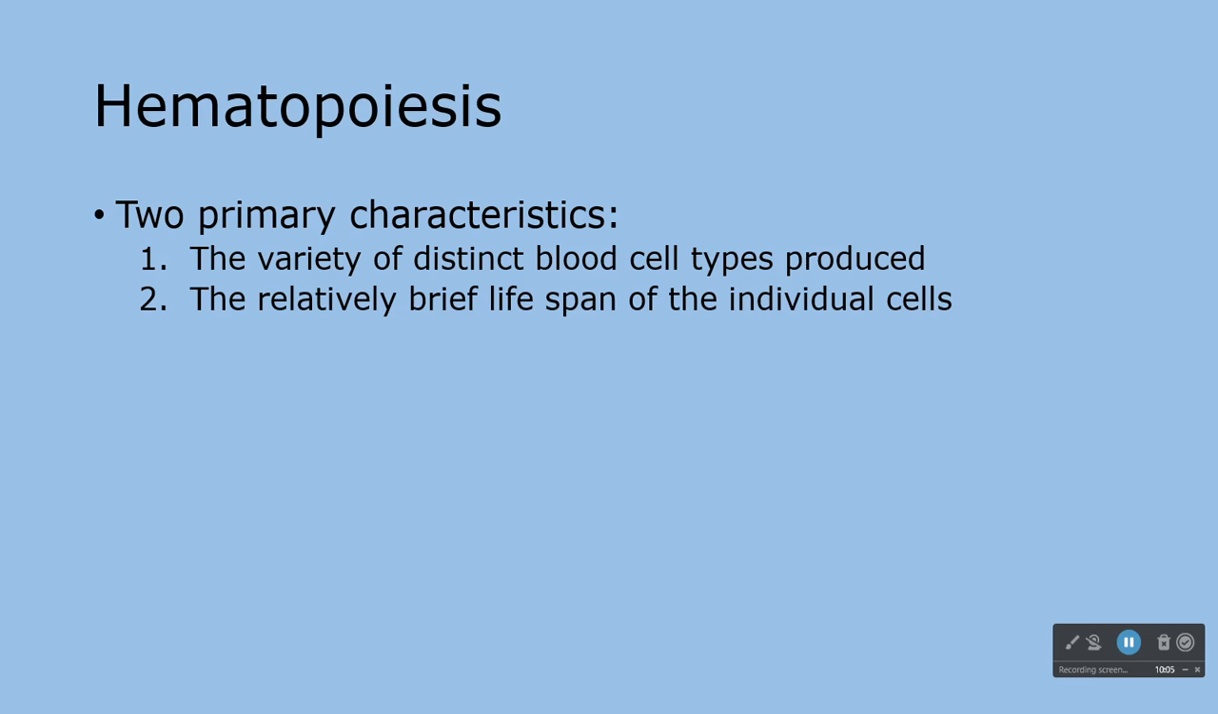Okay? All right, so hematopoiesis, two primary characteristics. All right? First thing is it produces a variety of distinct blood cell types per HSC. Okay, so that's what we talked about. So HSC is going to make us all of these cells by the time we get to maturation. Then, the second thing about hematopoiesis is the relatively brief lifespan of the individual cells.